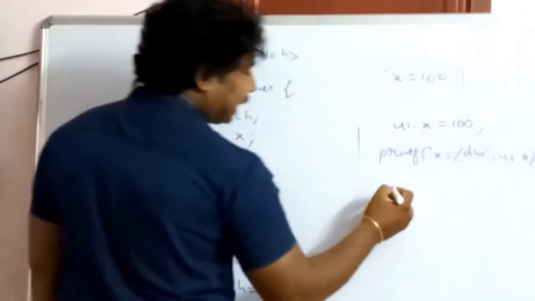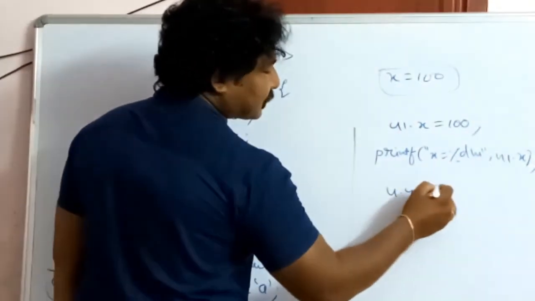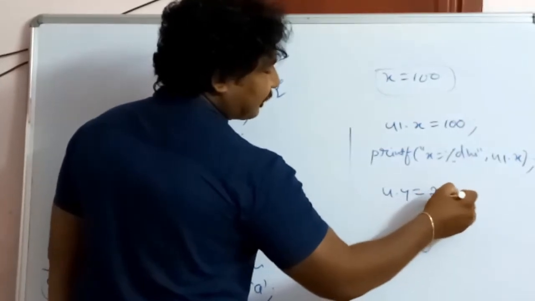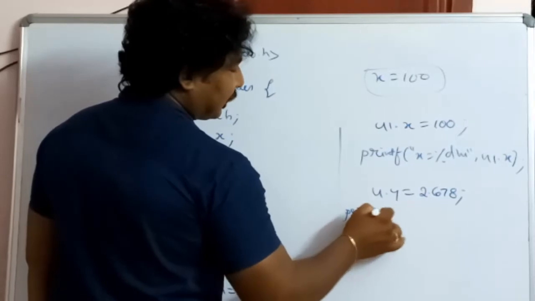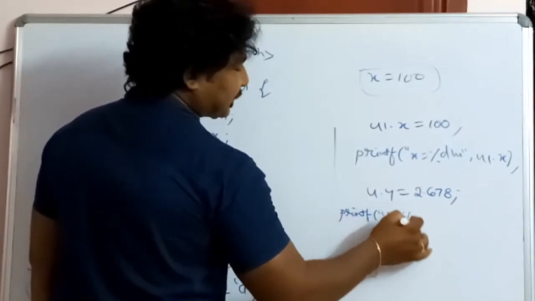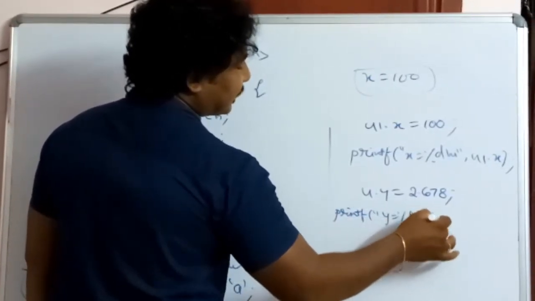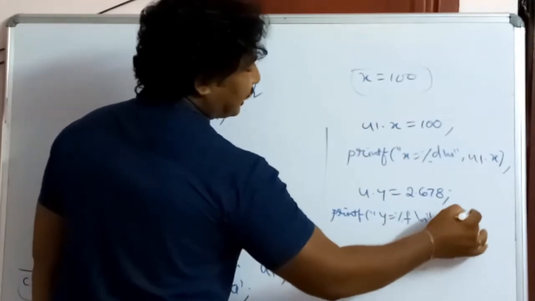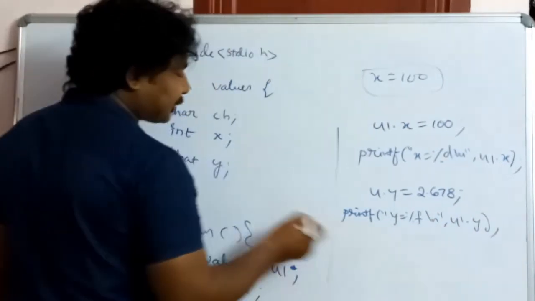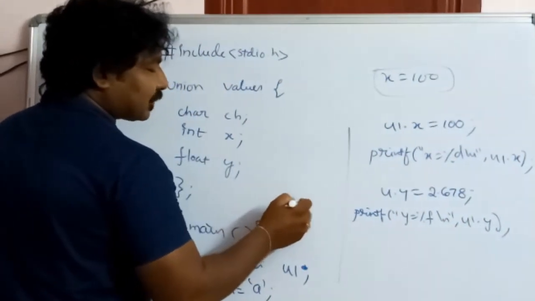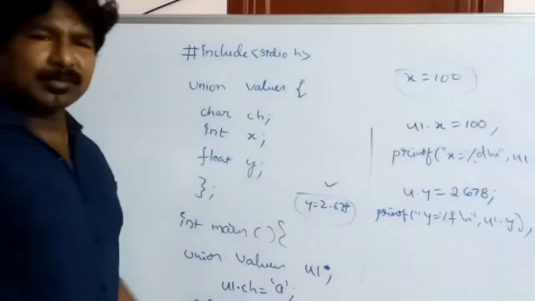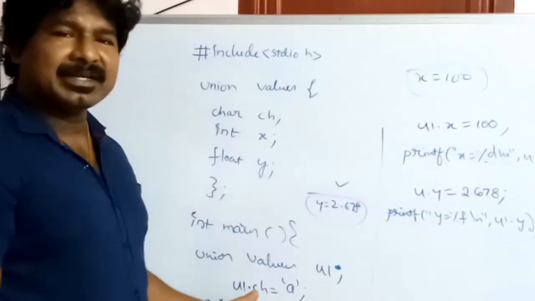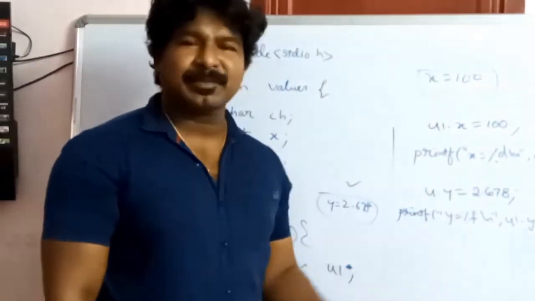Similarly, if I write u1.y is equal to 2.678 and print this with printf("y is equal to %f\n", u1.y), this will print y is equal to 2.678 on the screen. So here there is no problem actually. ch is printing its value, x is printing its value, y is printing its value.